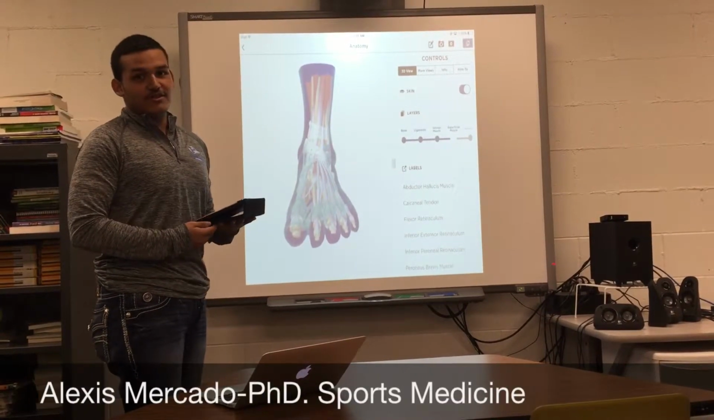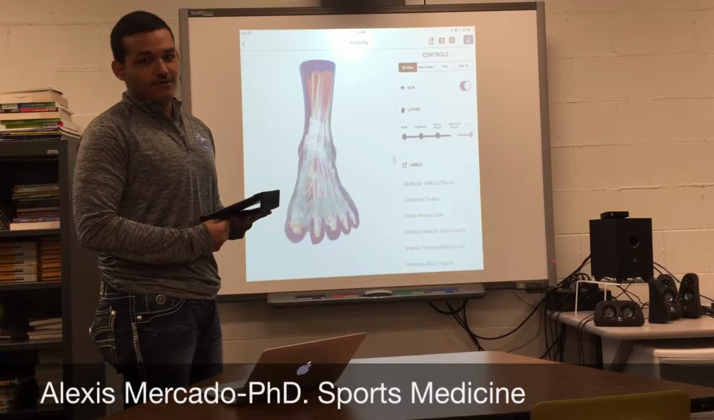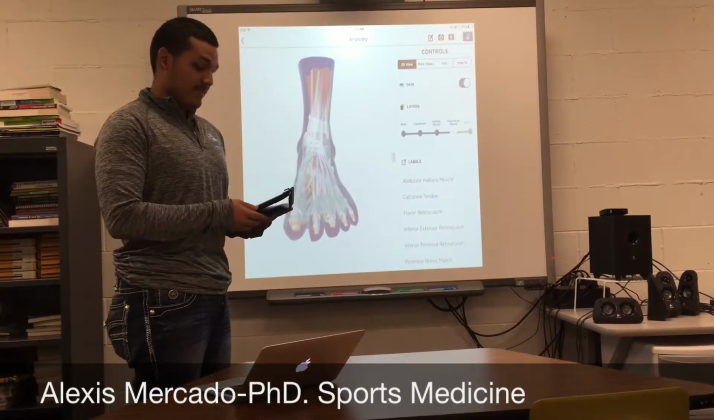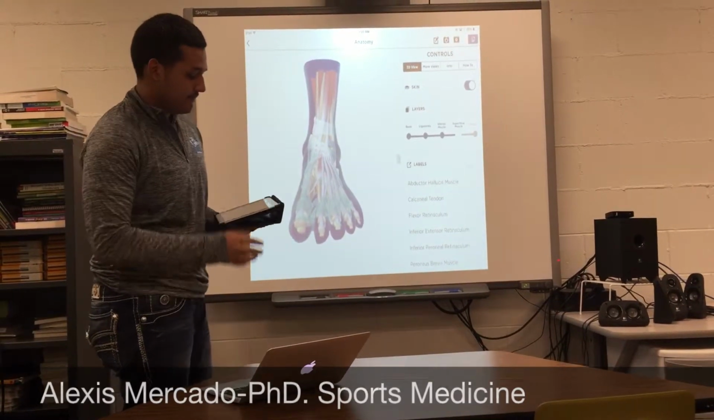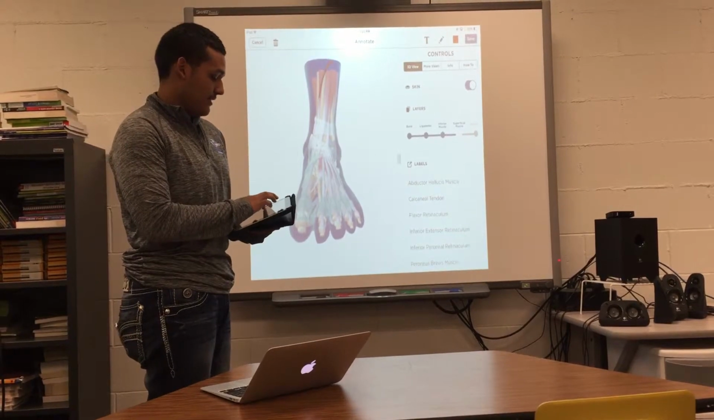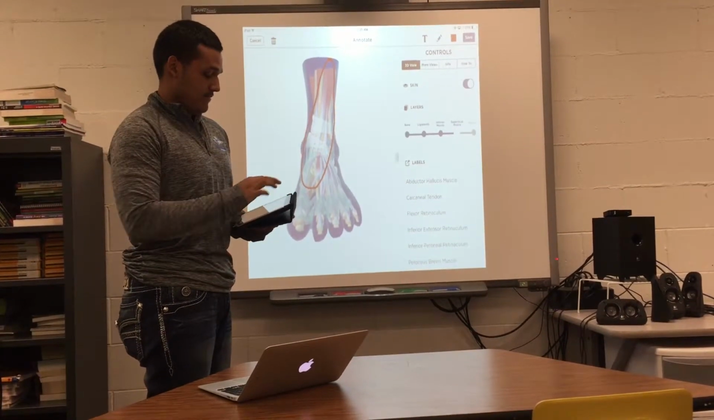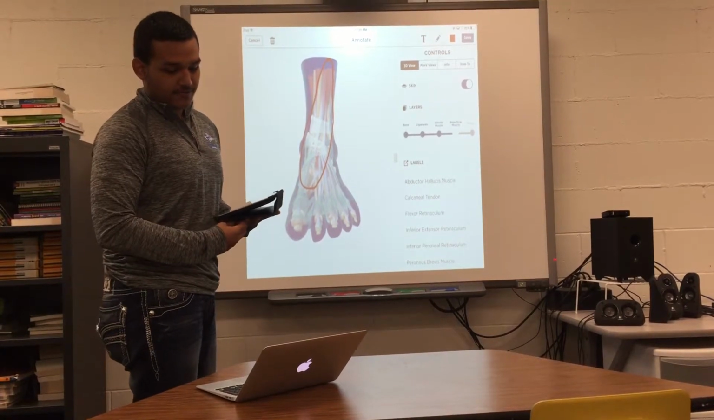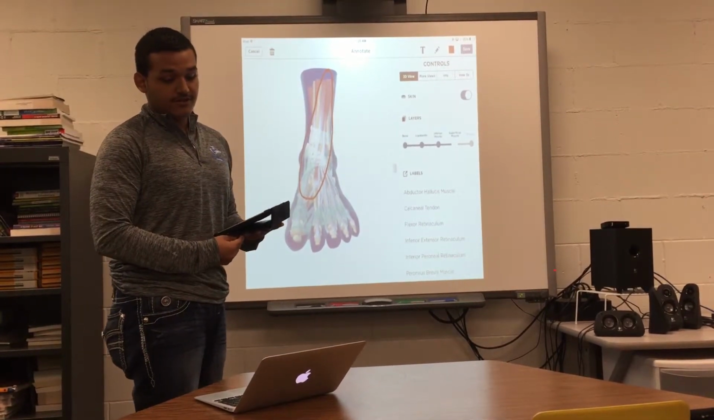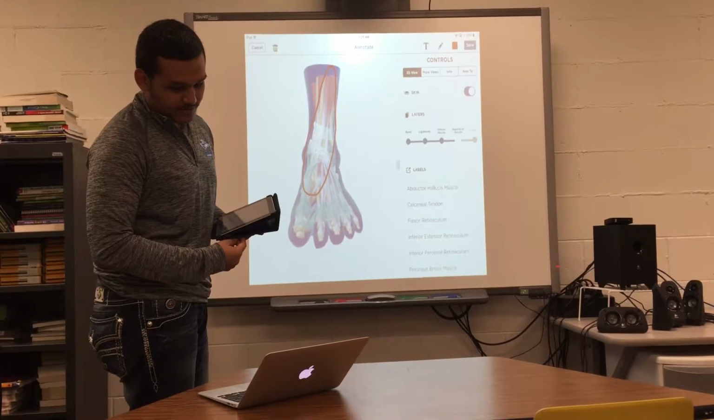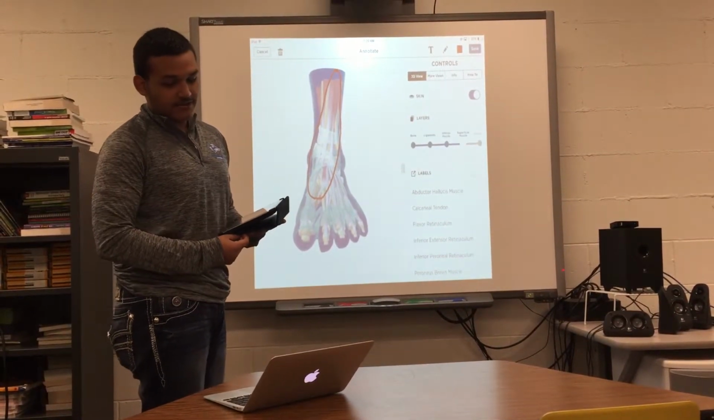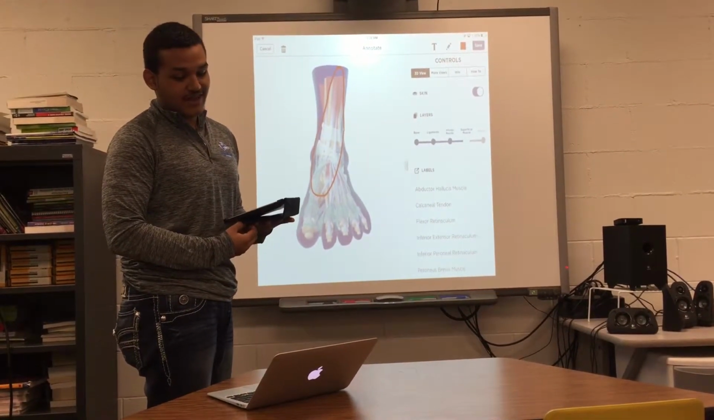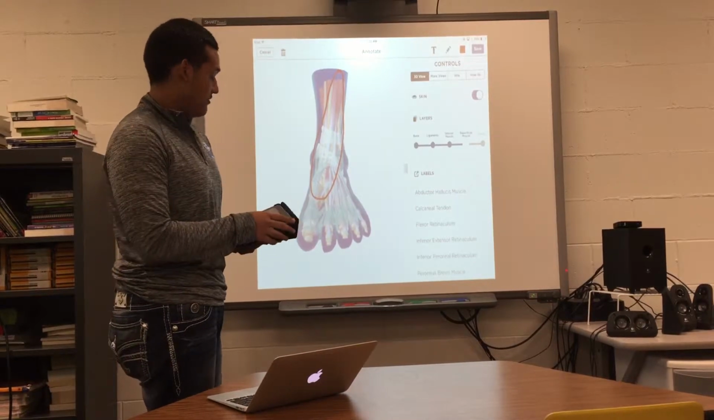We'll talk about its insertion, its action, and the origin. First, we're going to talk about the tibialis anterior. Let's look here, right here. Its origin is the lateral condyle and lateral surface of the tibia. The insertion is the tarsal bone and the first metatarsal, and the action is dorsiflexion and inversion of the foot.